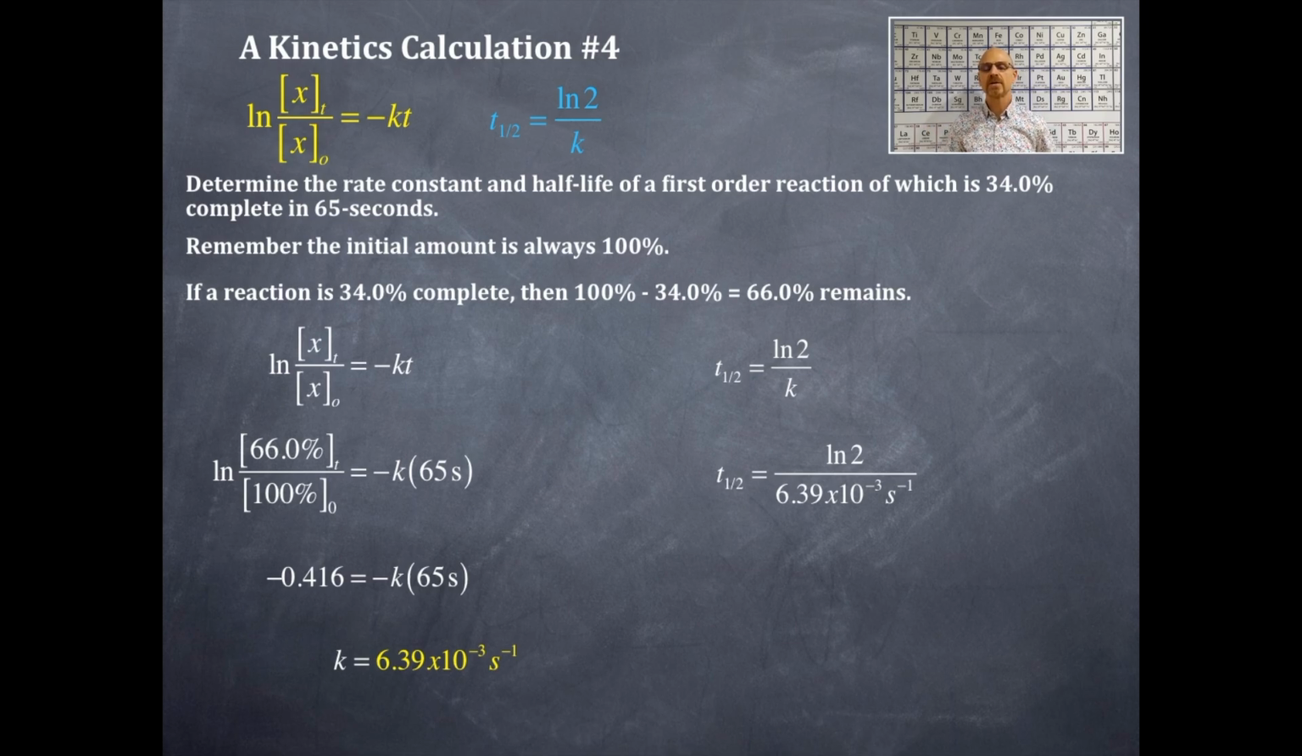T of 1/2 is equal to natural log of 2 divided by 6.39 times 10 to the negative 3 per second. Natural log of 2 is 0.693, and then we're going to do that division problem, and the value for the t of 1/2, that's the half-life, is 108 seconds. So now you have the rate constant, you have the t of 1/2, and now you're set to go.